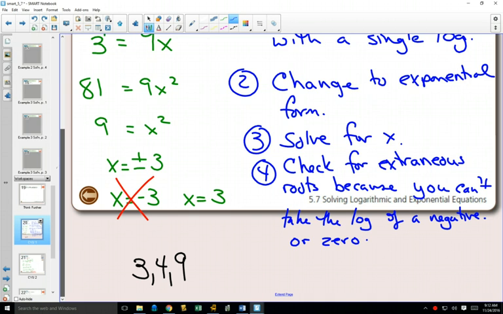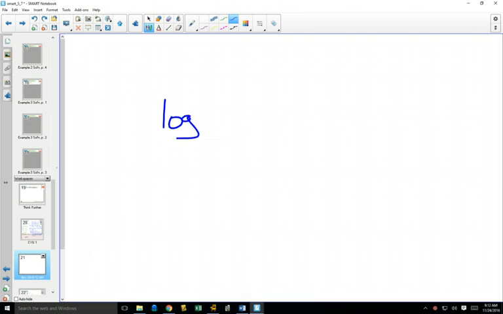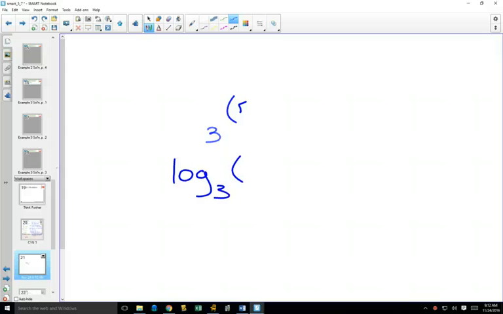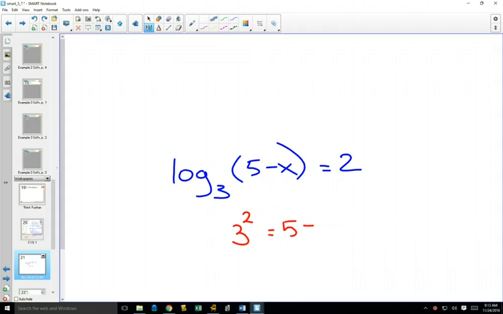Especially, here I'll do a simple one where I'll get an answer where the negative number works. Oh, I should use a pen that doesn't disappear. There we go. There's a simple one where the answer is going to be negative. It's already a single log, right? If I change it to exponential form, the base is 3, the exponent is 2, the answer is 5 minus x. This isn't hard to solve for.